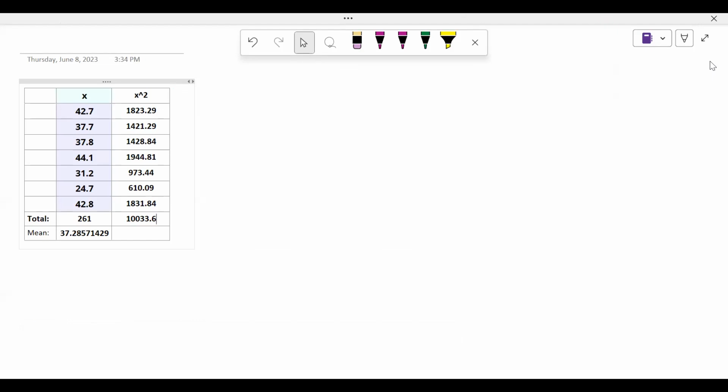First of all, yes, you're going to keep exact answers. Let's see, the mean is going to be x bar, the total of x. You use Excel to get a number, so it's 261 over 7.